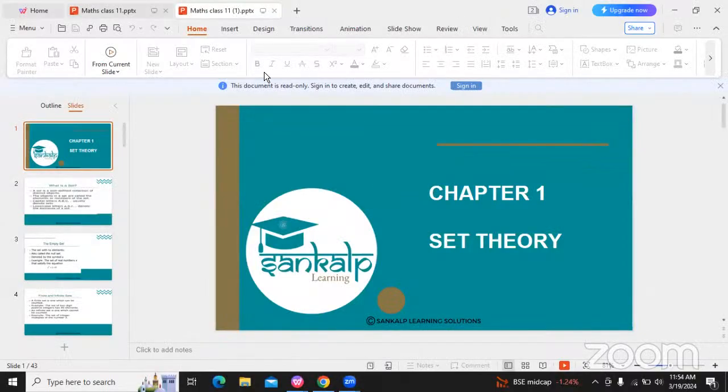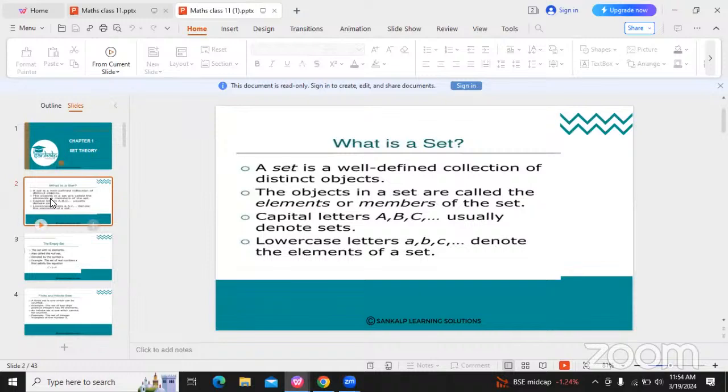Okay, is the screen sharing now, students? Regarding today's lesson, we are going to start with set theory in the mathematics of PUC first. Today we are going to start with some of the important CET-based questions on set theory. Let me start with some of the important points which are needed for the CET.